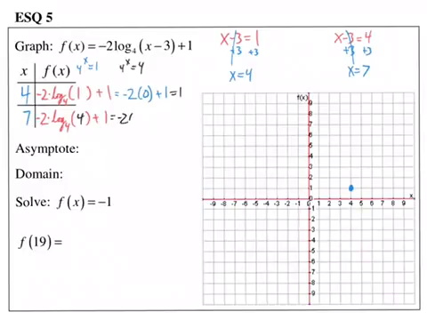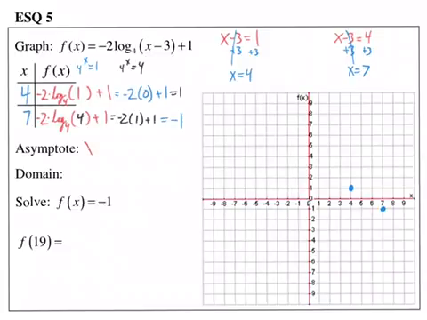So this is negative 2 times 1 plus 1. Again, this piece right here equals 1, because 4 to the first equals 4. Negative 2 times 1 is negative 2. Negative 2 plus 1 is negative 1. So I go make a coordinate at 7, negative 1. There's my second dot.